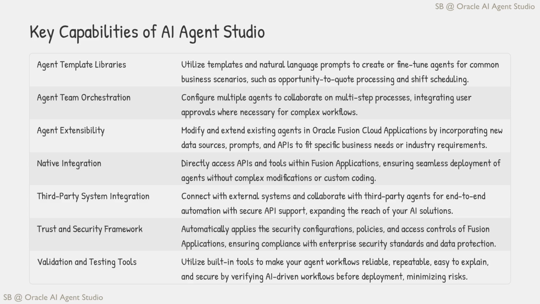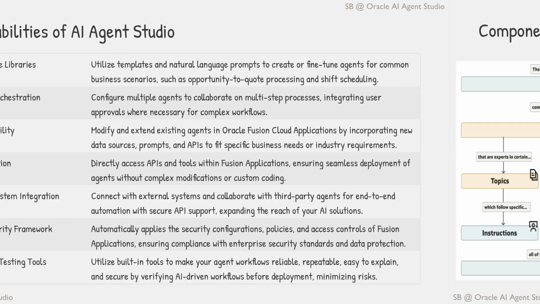Connect with external systems and collaborate with third-party agents for end-to-end automation with secure API support, expanding the reach of your AI solutions. Automatically applies the security configurations, policies, and access controls of Fusion applications, ensuring compliance with enterprise security standards and data protection. Utilize built-in tools to make your agent workflows reliable, repeatable, easy to explain, and secure by verifying AI-driven workflows before deployment, minimizing risks.